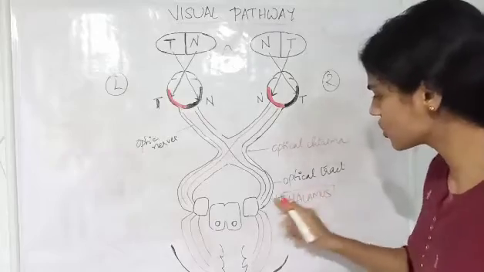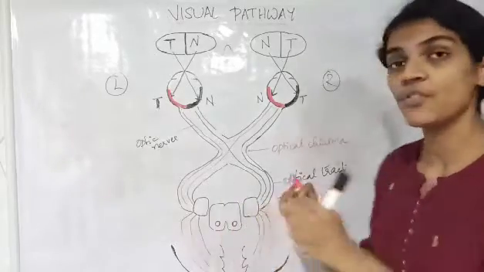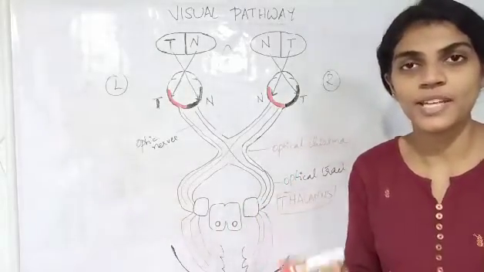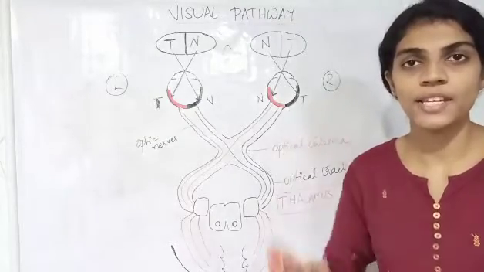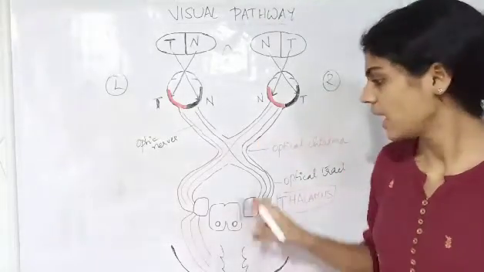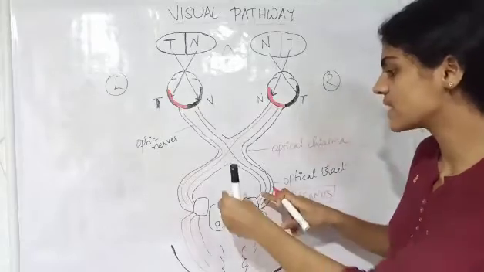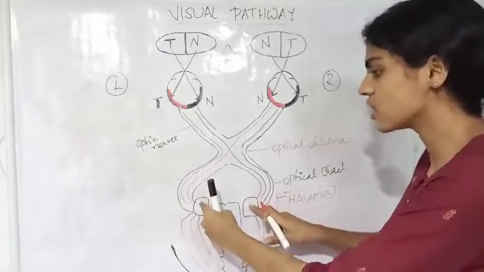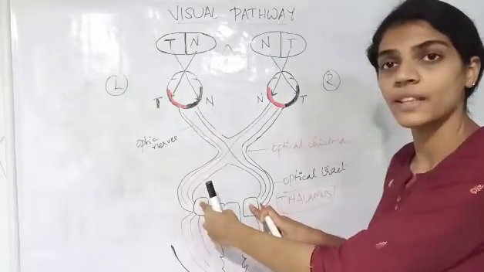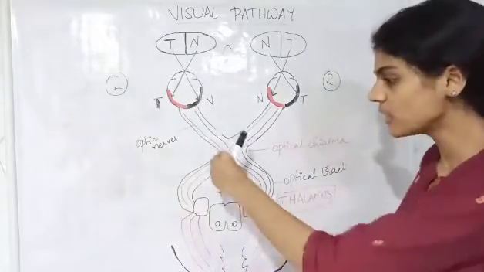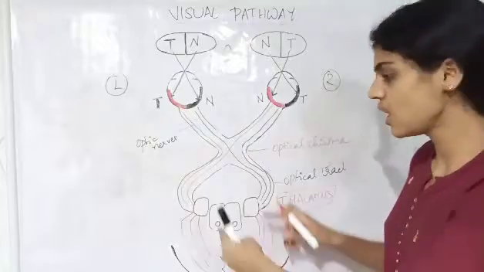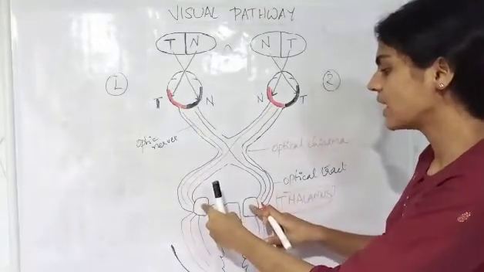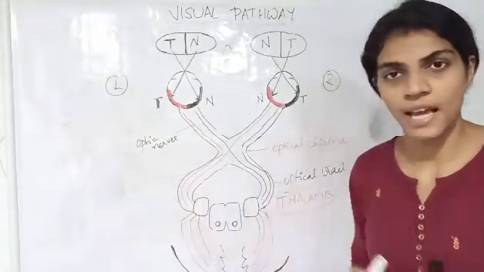Now it reaches the thalamus. In which part of the thalamus? It is known as the lateral geniculate body. These nerve impulses will synapse and end in the lateral geniculate body of the thalamus. Both the ipsilateral and contralateral fibers end in the lateral geniculate body in the thalamus.